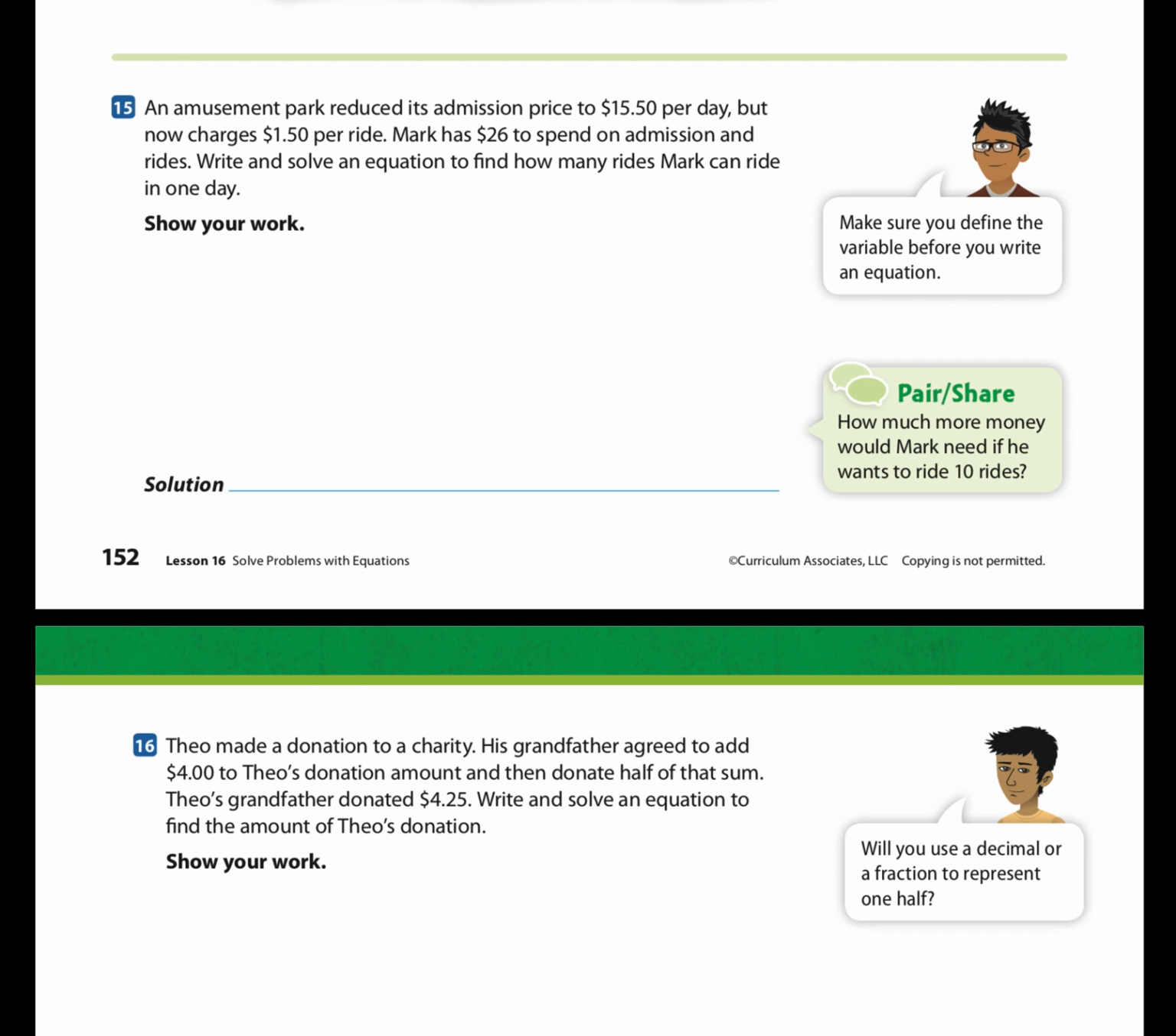So if he only has $26, that's all his mama gave him. Okay, she drops him off at the amusement park. How many rides is he going to be able to ride after he pays the admission price? So admission price we're going to highlight is $15.50. It's $1.50 per ride. He has $26. And of course, we're going to highlight the question at hand. So make sure you get all those highlighted.